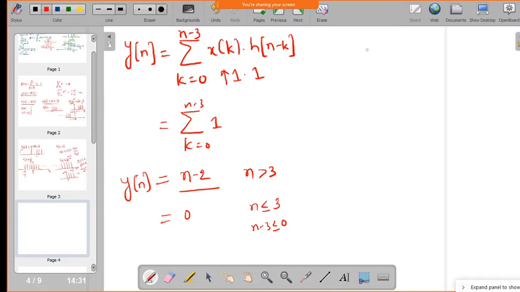Earlier we got n plus 1, right? Now it is shifted by 3 units, so it gives n minus 2. So if the input is shifted by 3 units, the output is also shifted by 3 units. Is it understood?